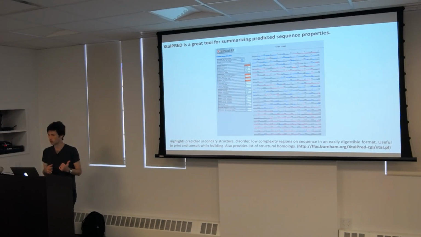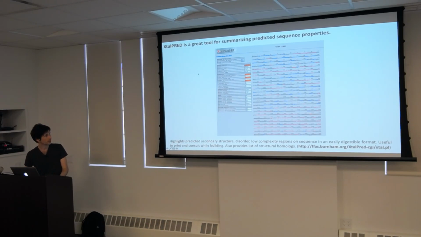As I mentioned before, I think secondary structure prediction is probably one of the most valuable sequence-derived properties you can use when you're starting out building an atomic model. I really like Extel-Pred, which was originally intended for predicting crystallizability. It doesn't really work for that purpose, nothing really does, but it gives a really great summary of a couple of predicted properties of your protein.